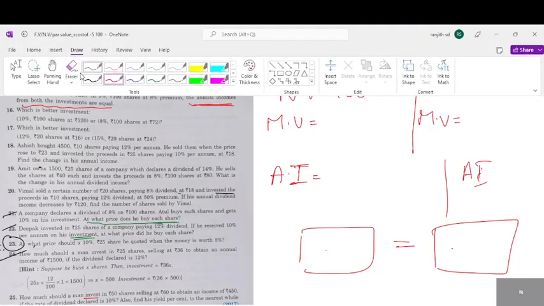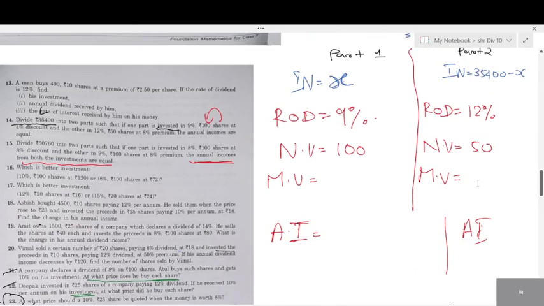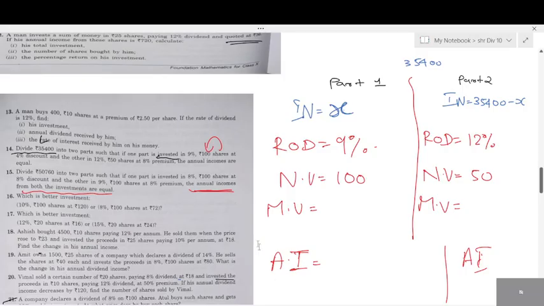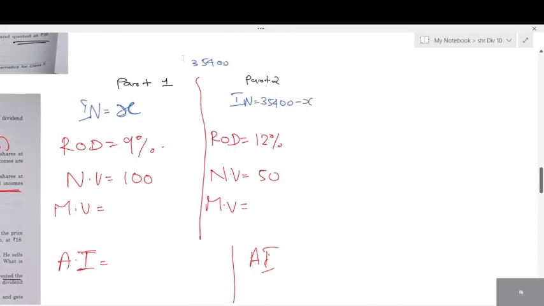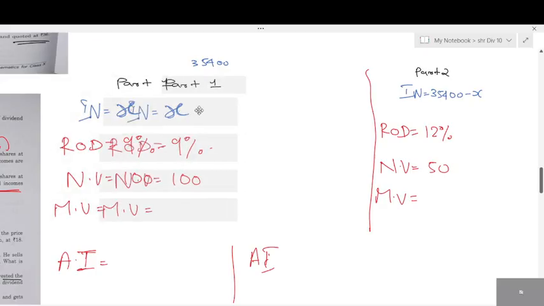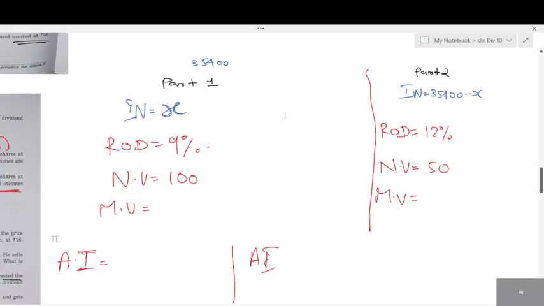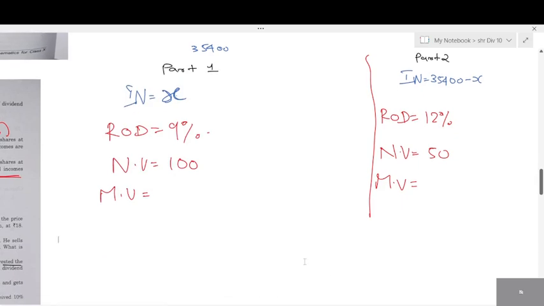Did you understand? Now what you'll do? First find the market value. Split this into two parts. That's it. Enough. Split into two parts. Start calculating market value, part 1, part 2. I want you all to calculate the annual income.